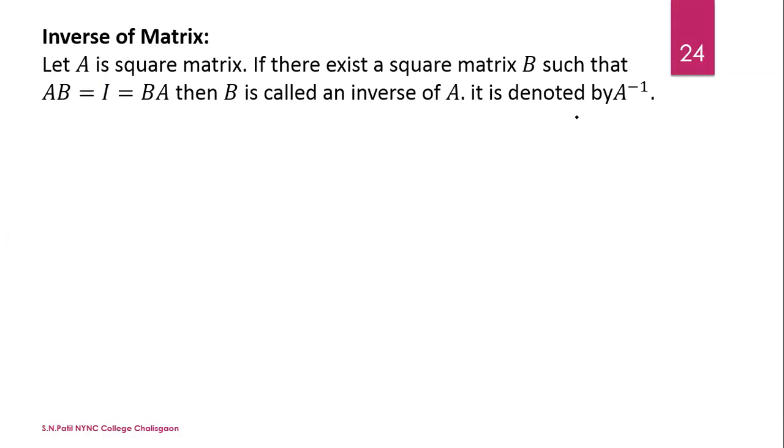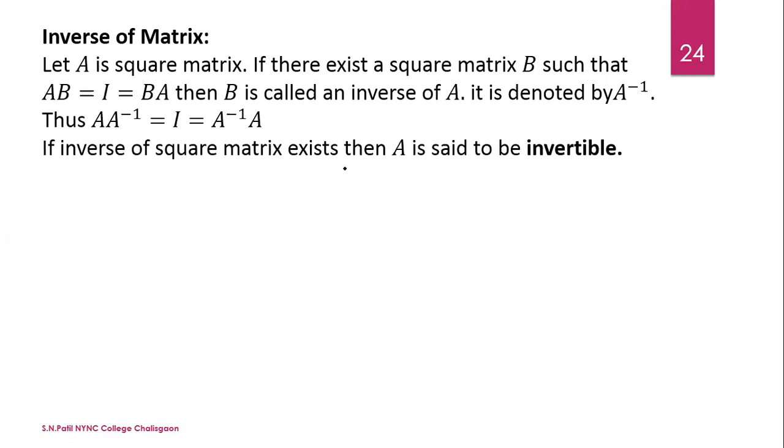It is denoted by A inverse. That is, A into A inverse is equal to identity matrix. Otherwise, if we take the product B into A, then A inverse into A is equal to identity matrix. Now, invertible matrix. What is invertible matrix? If inverse of square matrix exists, then A is said to be an invertible matrix. Now, let us discuss the theorem.